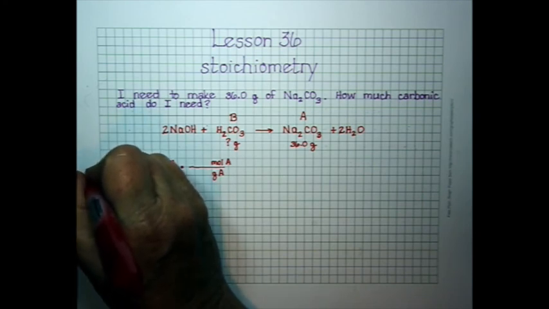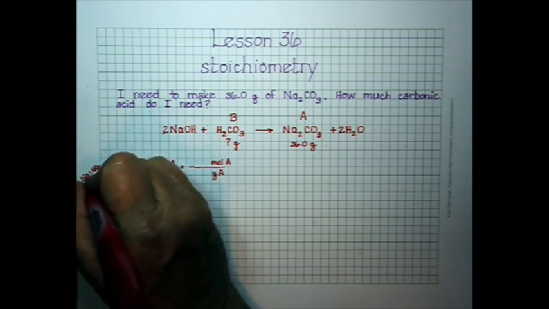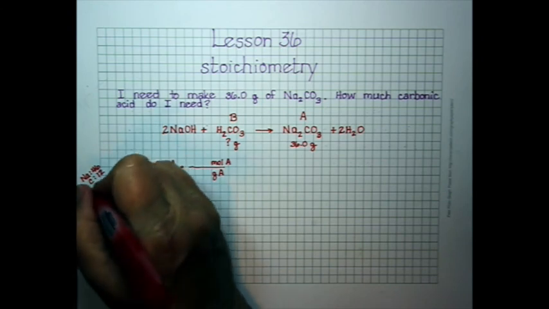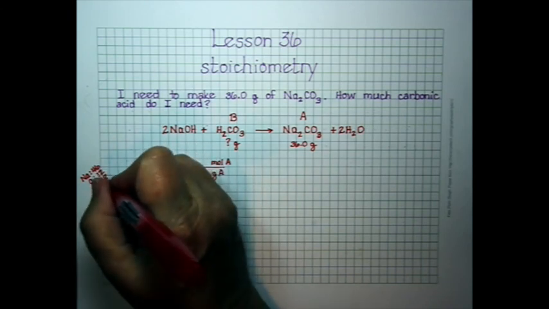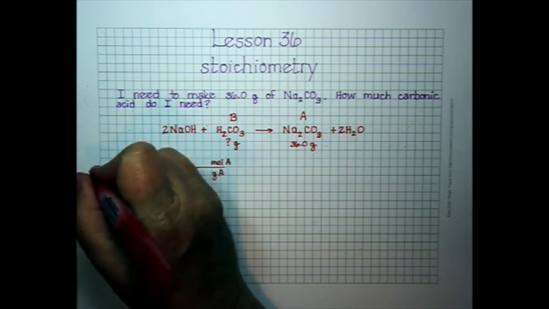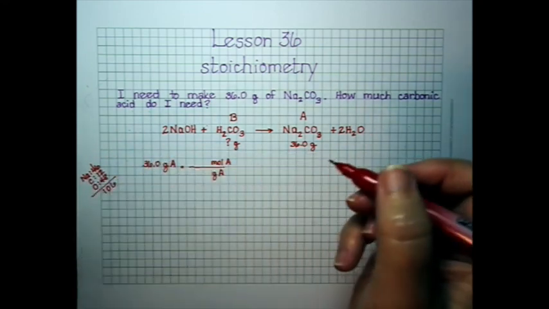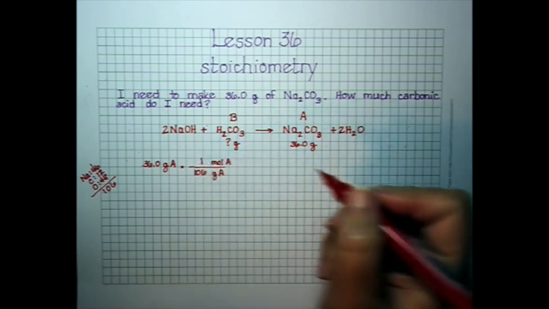Sodium is 23, but I've got 2 of them, so that's 46. Carbon is 12. Oxygen is 16, but I've got 3 of them, so that's 48. And when I add that up, that's 106 grams, which is going to be the same thing as 1 mole.